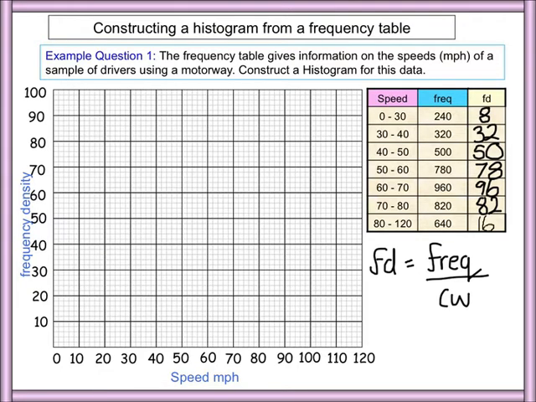So now I've completed all of the frequency densities, I just need to turn that into a histogram. The first class is 0 to 30, so I'm going to draw this from 0 all the way up to 30, and it goes up to a frequency density of 8. So 8 is here, and I'm going to go all the way across from 0 to 30. Obviously, you need to use a ruler, but I'm not very good at using the ruler on this thing. The next one will be from 30 up to 40, and I'm going to go up to 32.